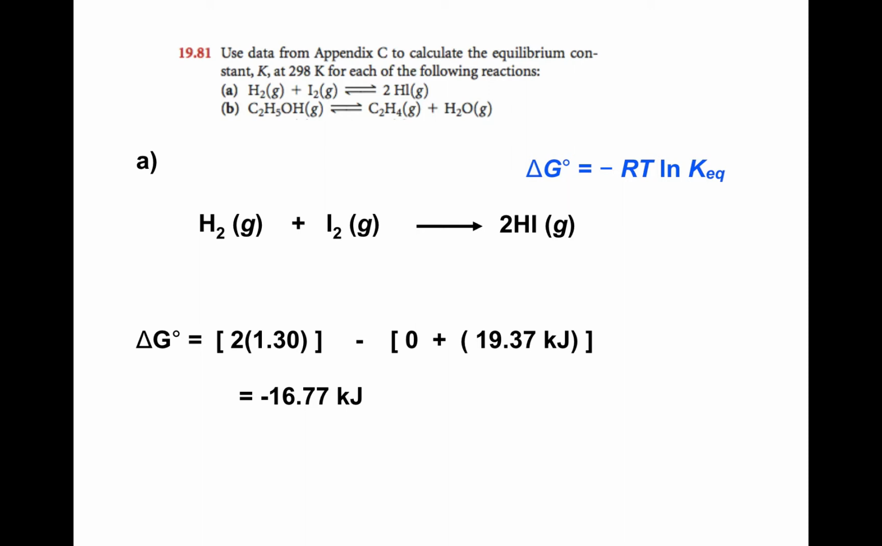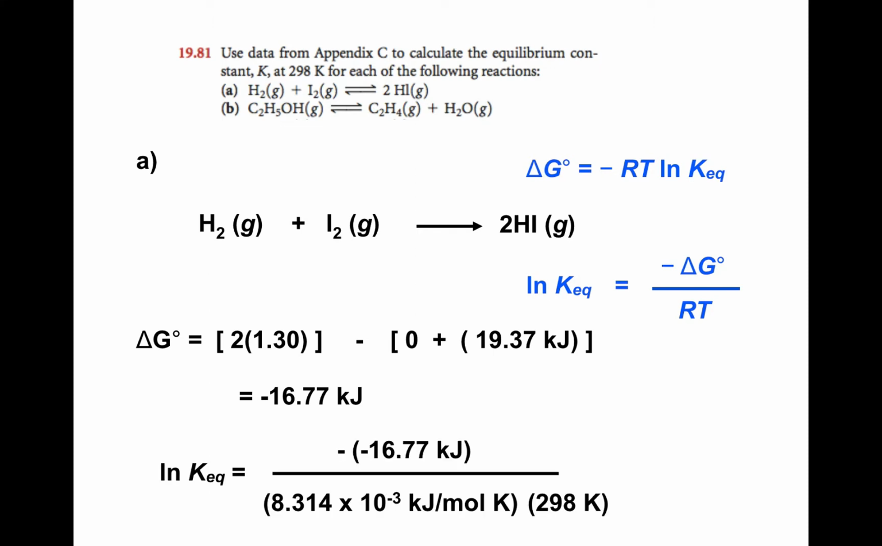Negative value for delta G naught. My expectation is I'm going to have a very large K value, right? This implies a spontaneous reaction. So I rearrange and solve for K. R is the gas constant. The temperature is 298. I divide that into the negative value for delta G. So a negative times a negative is a positive. Take both sides to the base e and get a large K value, right? So a release of free energy at standard conditions implies a spontaneous reaction.